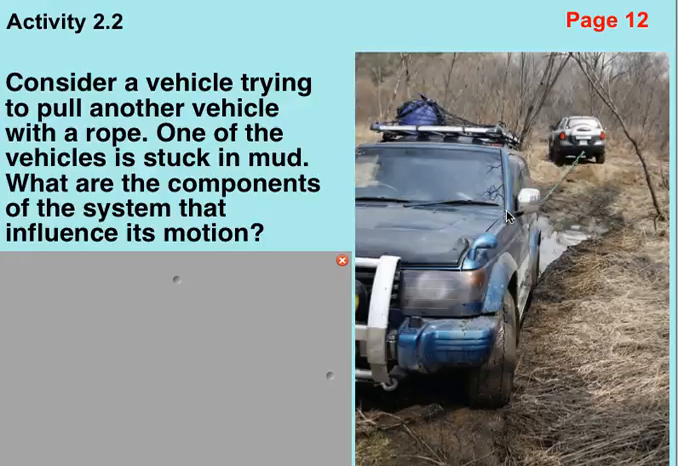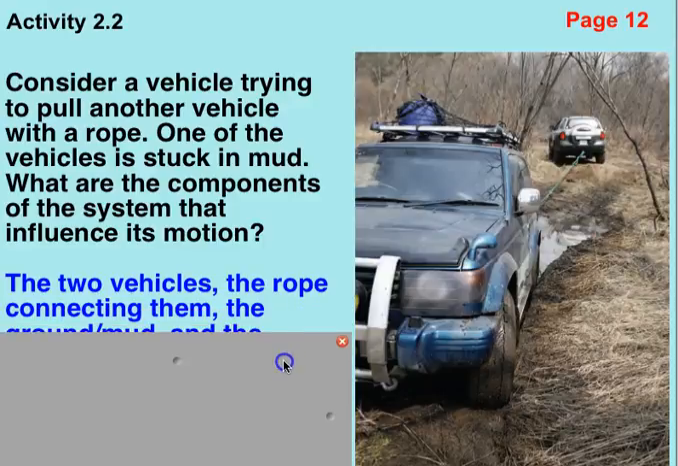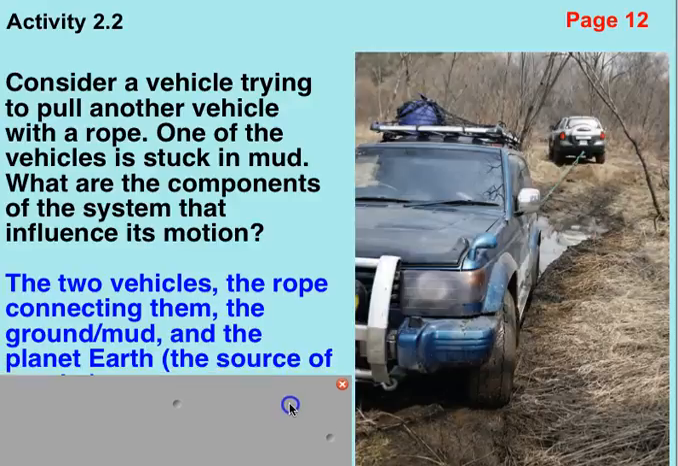So, first of all, what are the components of the system that influence its motion? And this is pretty big, because you have to be able to pick out the components to do what we're going to be doing in today's lesson. So there's the two vehicles, there's the rope that's connecting them, and then there's the ground or mud, and then the planet Earth. Whenever we think of the Earth in these diagrams that we're going to draw, we're going to think of the Earth as just being the source of gravity. So that's why we always put the Earth. That's because there's going to be gravity.